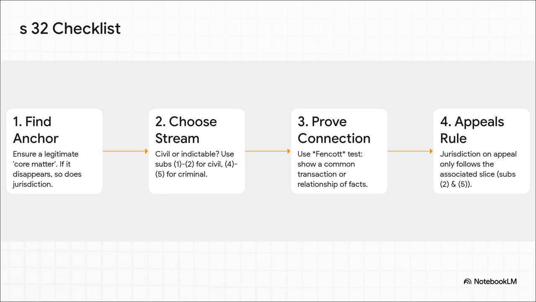2, choose your stream. Is your anchor civil? Then you're using subsections 1 and 2. Is it an indictable offense? Then you're in the world of subsections 4 and 5. 3, prove the factual connection. Get out your Fencott v. Muller test and show that common nucleus of facts. And finally, 4, remember the appeals rule. That jurisdiction on appeal only follows the associated slice of the case thanks to subsections 2 and 5.